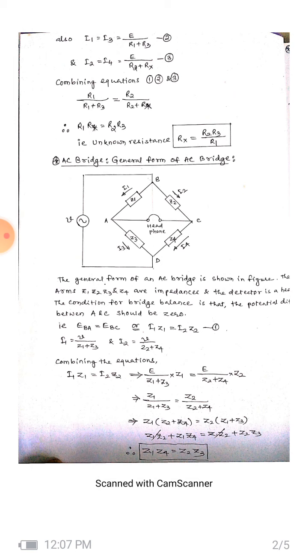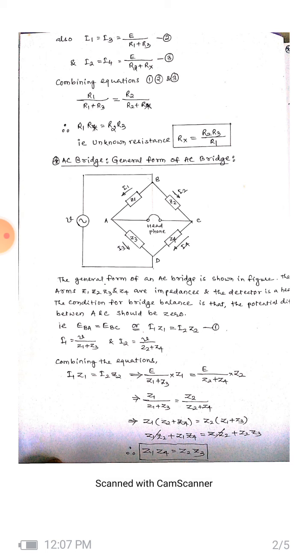The condition for the bridge to be balanced is that the potential difference between the points A and C should be equal to 0. In that case no current flows through the galvanometer or the detector, so we can say the bridge is balanced. When the bridge is balanced, I1 into Z1 is equal to I2 into Z2. That is equation number 1. If you write the I1 and I2 currents separately, I1 is equal to V divided by Z1 plus Z3 and I2 is equal to V divided by Z2 plus Z4.